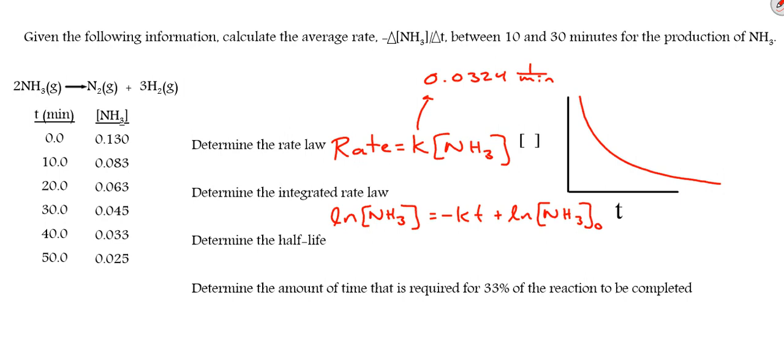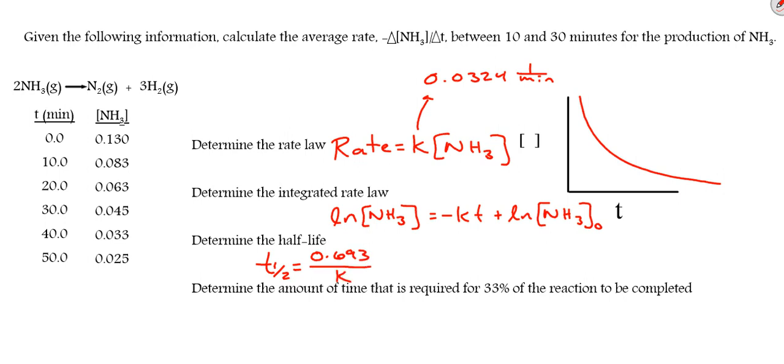Okay, so we have this information now from using our calculators. We can continue on from there. It says determine the half-life. Well, because I know that it is a first order reaction, I can utilize my reaction sheet again. I can utilize this equation.